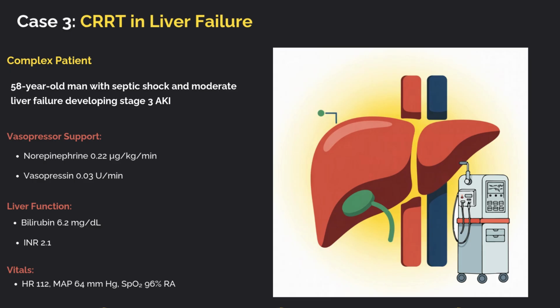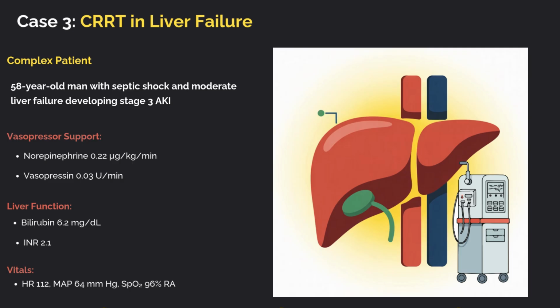Moving to case 3, CRRT and liver failure. This is a complex patient, a 58-year-old man with septic shock and moderate liver failure, now developing stage 3 AKI. He is currently on vasopressor support, norepinephrine at 0.2 micrograms per kilogram per minute, and vasopressin at 0.03 units per minute.